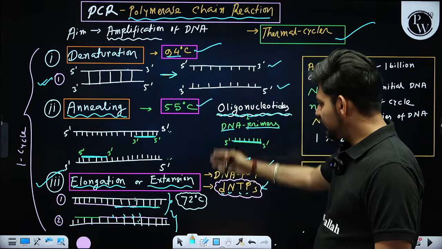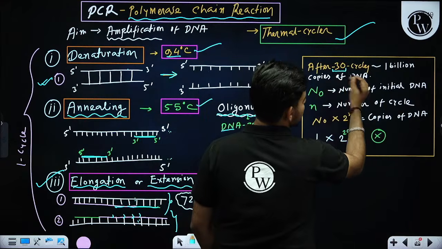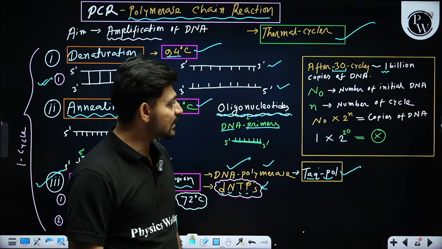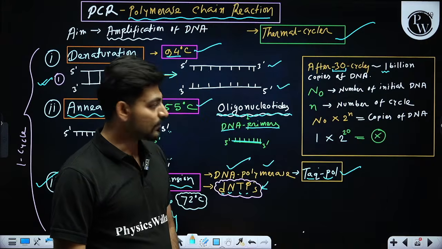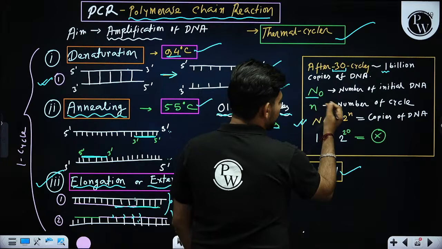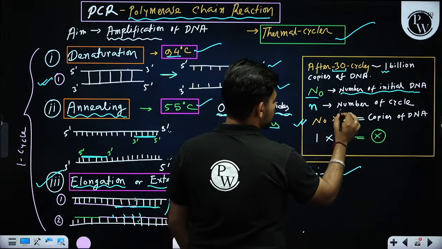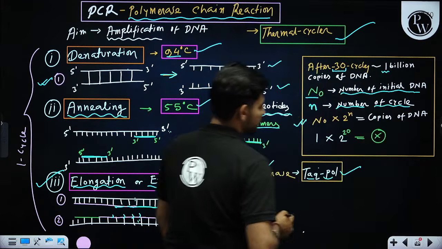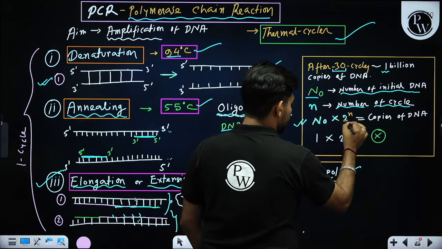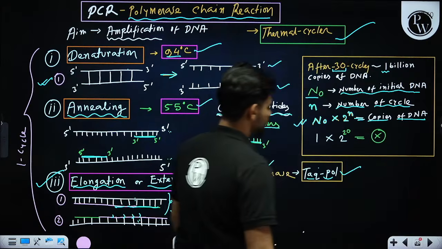Now simply if you keep on running the cycle, after 30 cycles, near about 1 billion copies of double stranded DNA are produced, right? And this is the formula. N0 denotes the number of initial DNA and small n denotes the number of cycles. So the formula is capital N0 into 2 to the power small n equals the copies of DNA produced.